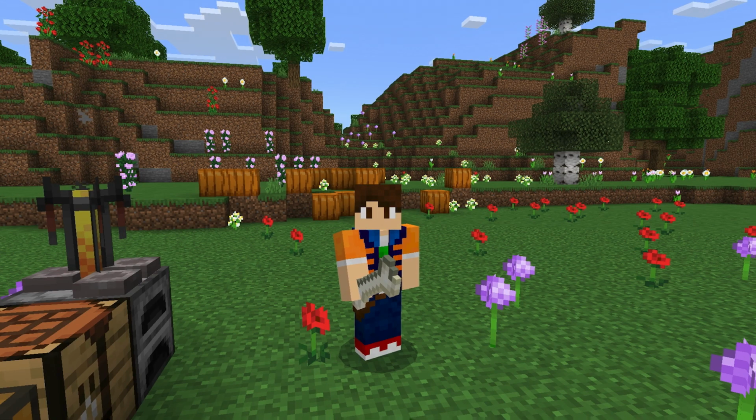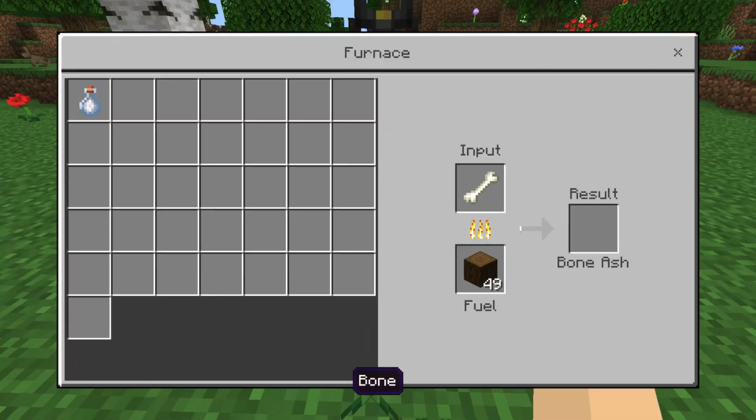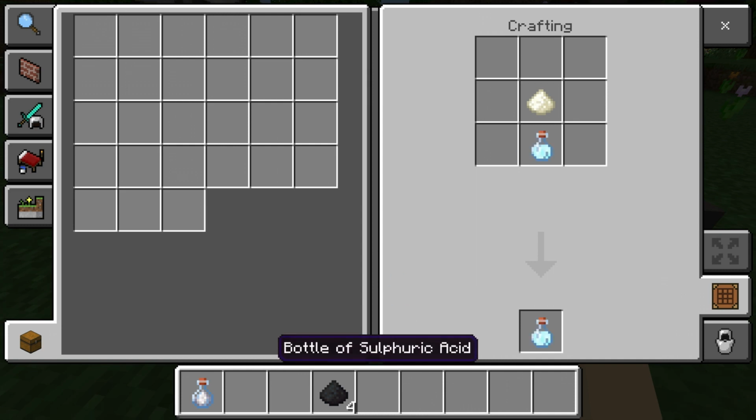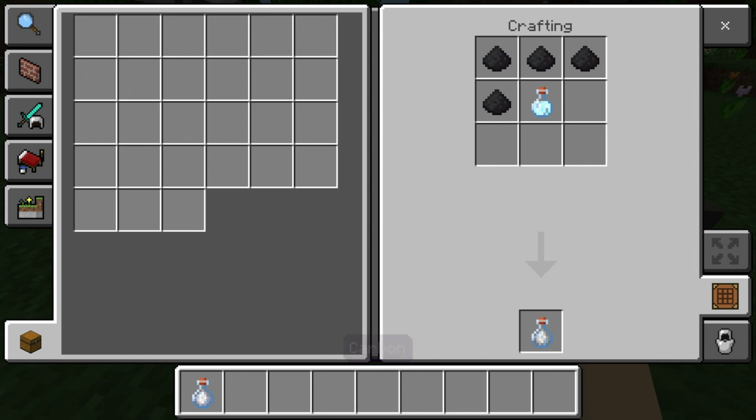Okay, a little fun fact about bones is that it's basically just calcium phosphate, meaning there's phosphorus in them. And another fun fact is that there's a way to get the phosphorus from bones. The first step is to smelt the bones until they turn to ash, aka bone ash. Once we get bone ash, we need to mix it with sulfuric acid to make phosphoric acid. After we get phosphoric acid, we need to craft it with carbon to get white phosphorus.